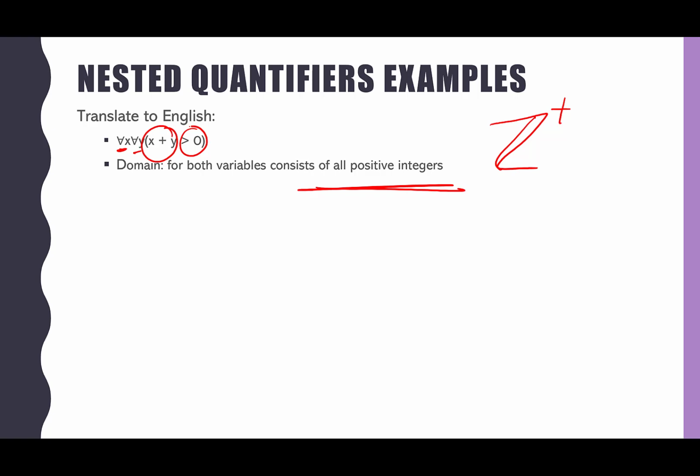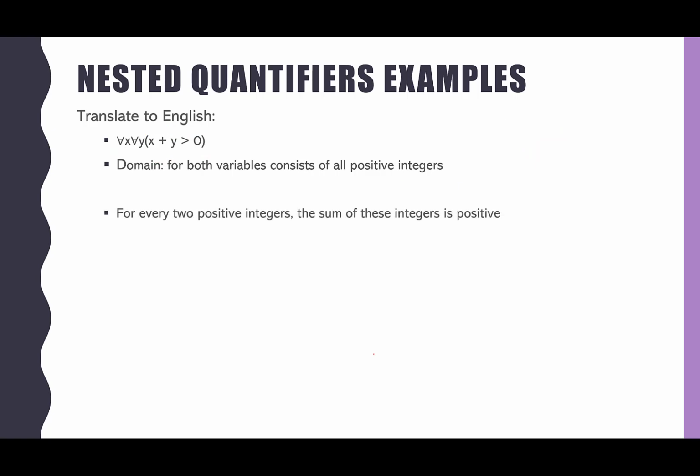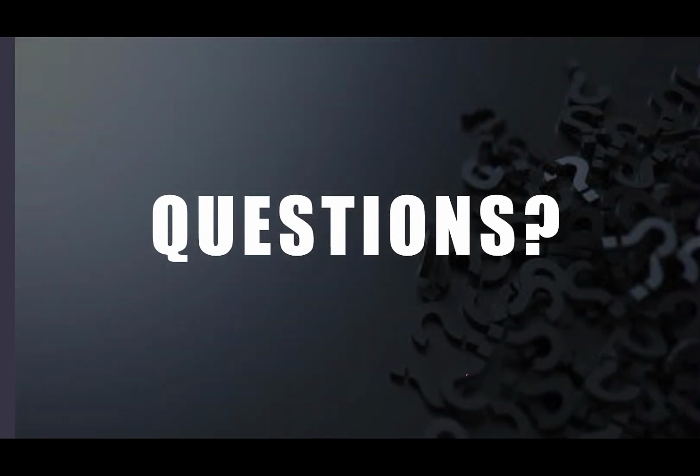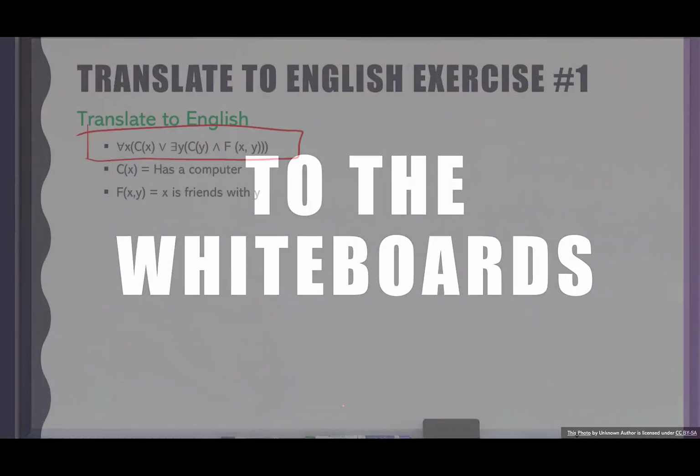We good? All right. For every 2 positive integers, the sum of the integers is positive, which is what we just said, or the sum of 2 positive integers is always positive. Those are 2 ways to say that same thing. Okay? Questions on those? To the whiteboards.